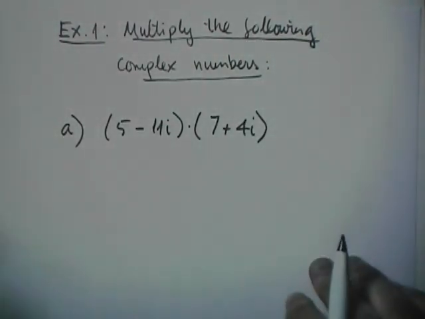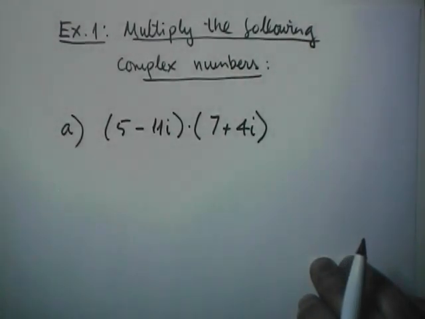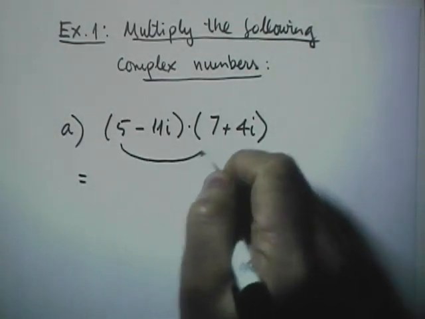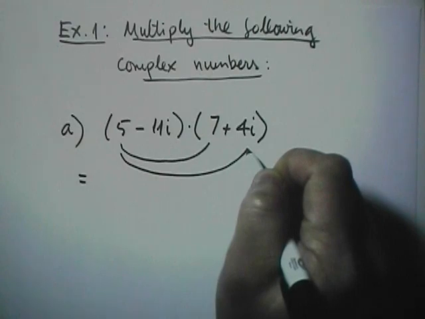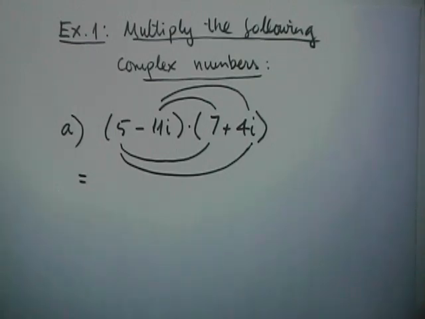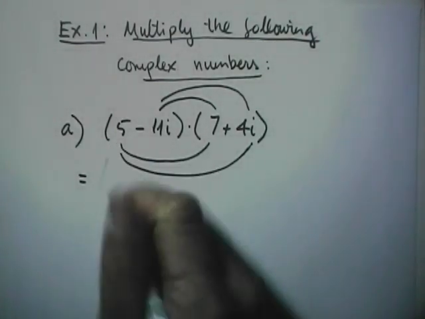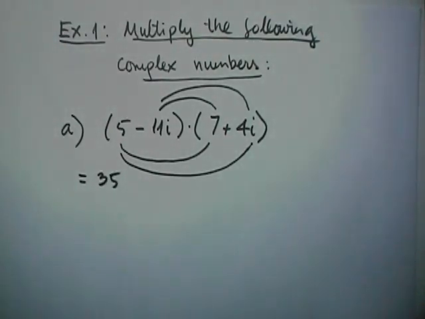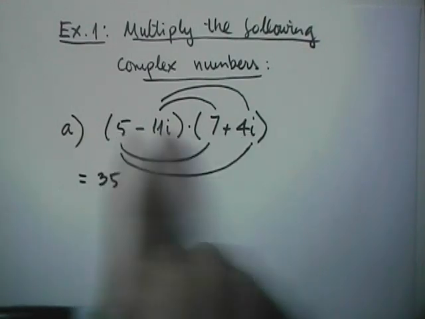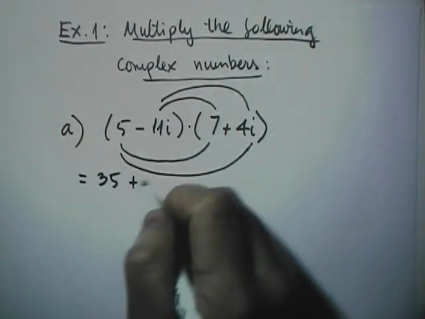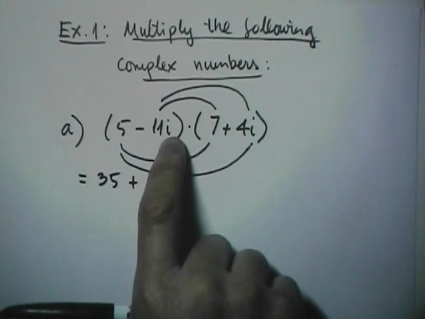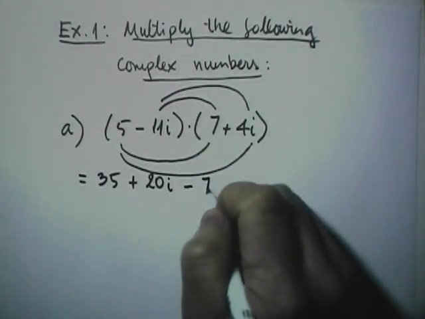Once again, FOIL is the key. So how do I FOIL? First, outside, inside, and last. First terms, 5 times 7 is 35. Everybody with me? For the outside terms, 5 times 4i, positive 5 times plus 4i, so it's going to be plus 20i. Now for the inside terms, minus 11i times 7, so I have minus 77i.